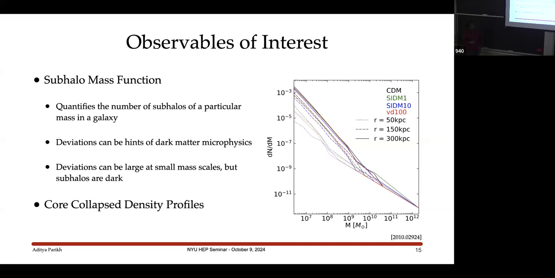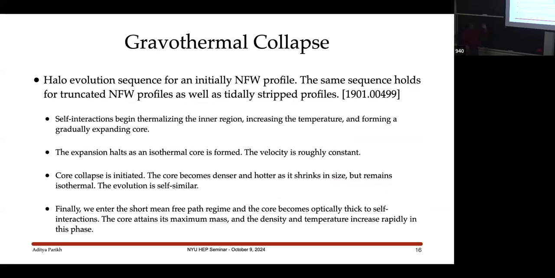The other place that these effects are going to manifest is if you were to map out what the density profiles of these objects look like, specifically the really, really small ones, they'll often be core collapsed. The basic idea here is the story of gravothermal core collapse. If you start with an initially NFW profile, or a tidally truncated or tidally stripped one, but basically some kind of profile, and you allow self-interactions to occur, then more or less it will follow through these steps. It's just that depending on what initial profile you start with, the timescales of these steps may be different.